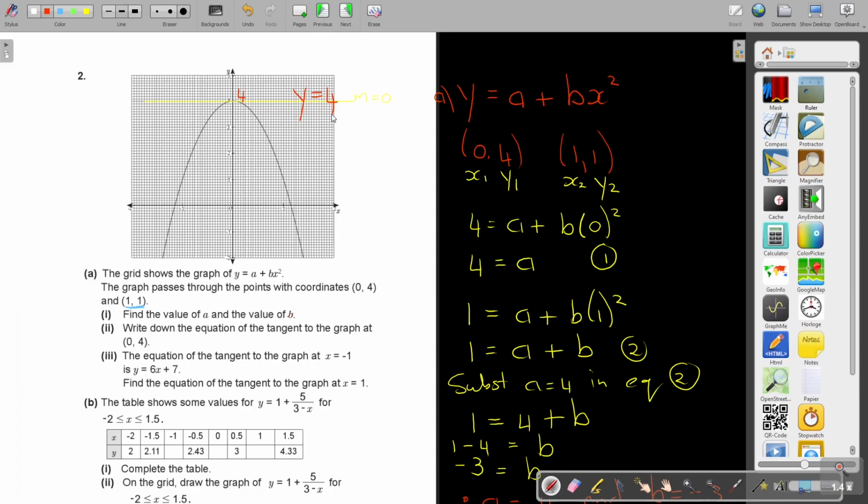Now the equation of the tangent to the graph at x equals negative 1, they give it to you. Find the equation of the tangent to the graph at x equals negative 1. Now I first want you to see this, and then you're going to see. Okay, I'm just going to clean a little bit here, and I'm going to mark for you that point, negative 1.